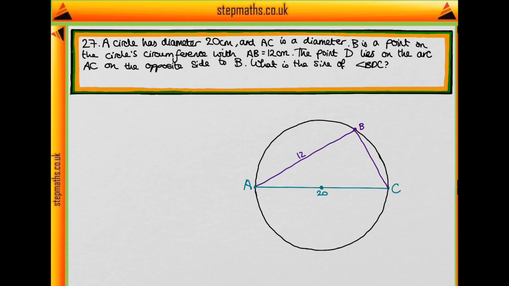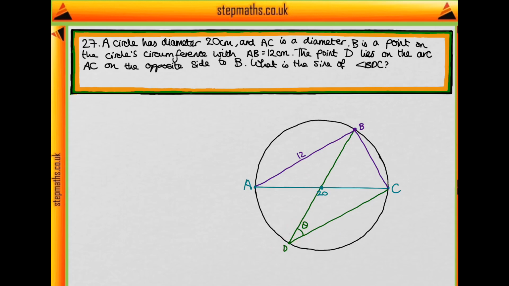We also have a point D which lies on the arc AC, so this arc here, on the opposite side to B, so over here. So there we have D. And we want to know what the sine of BDC is, and that's what we've labelled on as theta there.